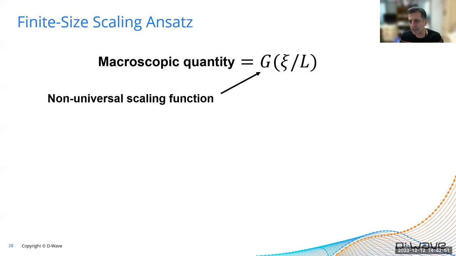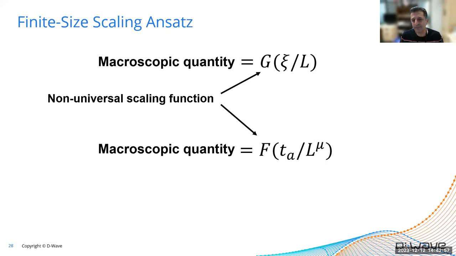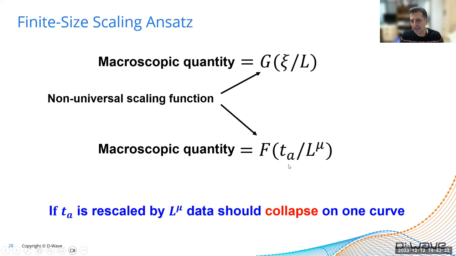The same argument also holds for time. I told you the time scale that comes out of this finite size is this adiabatic time scale. If I double this adiabatic time scale and double the annealing time, everything should remain the same. And this gives me a concept of data collapse, which I will tell you about later. But if you haven't heard of it, this is what data collapse means. Let me show you an example.